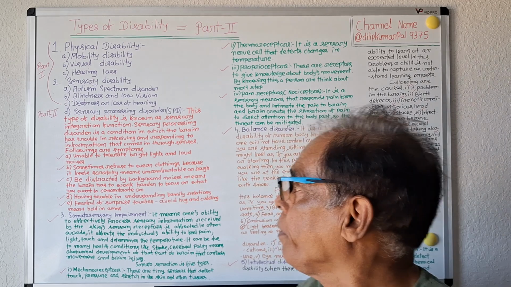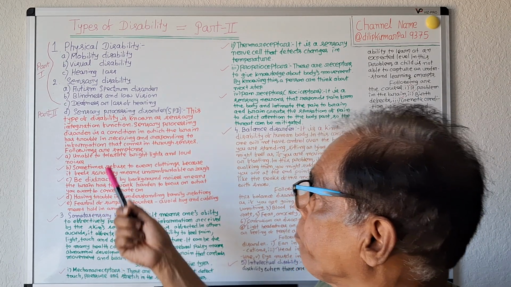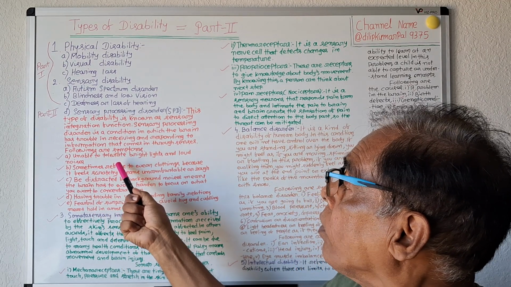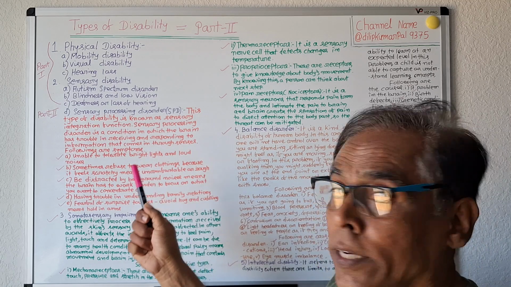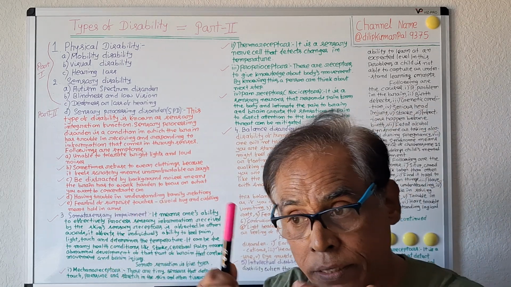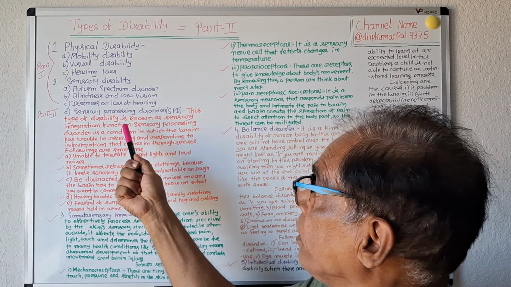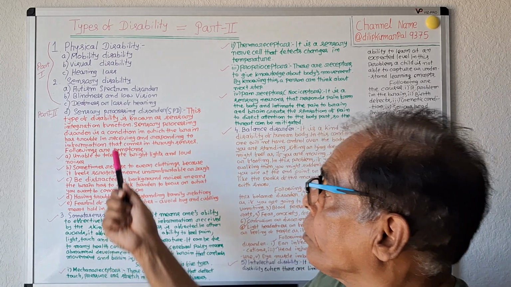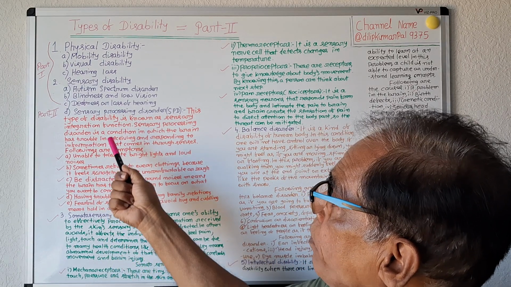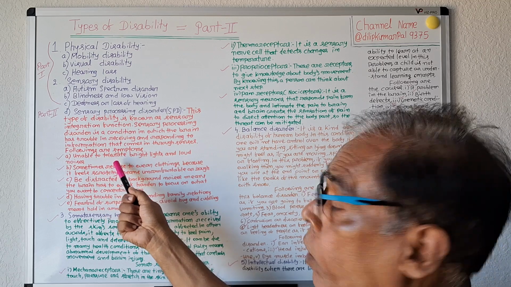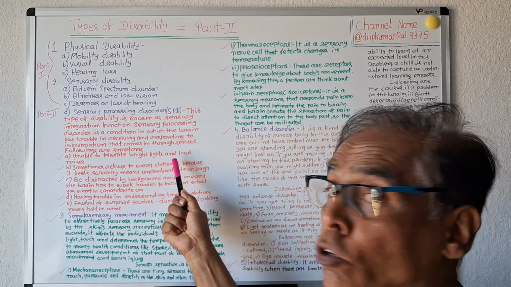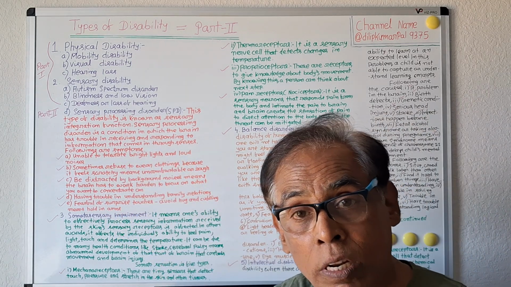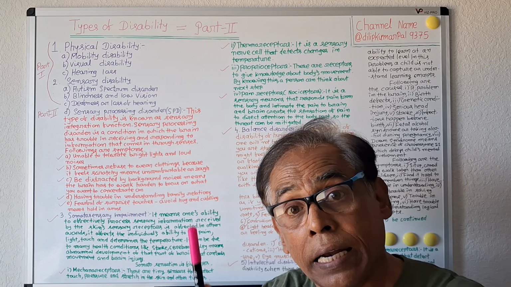What are the symptoms? Number 1, unable to tolerate bright light and loud noise. By sensory processing disorder, there will be a symptom: unable to tolerate bright light and loud noise. A person will have problems tolerating bright light and loud noises.